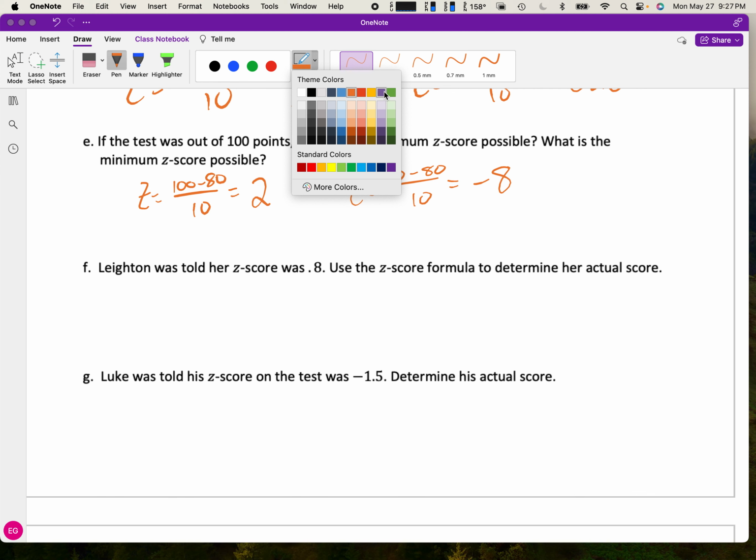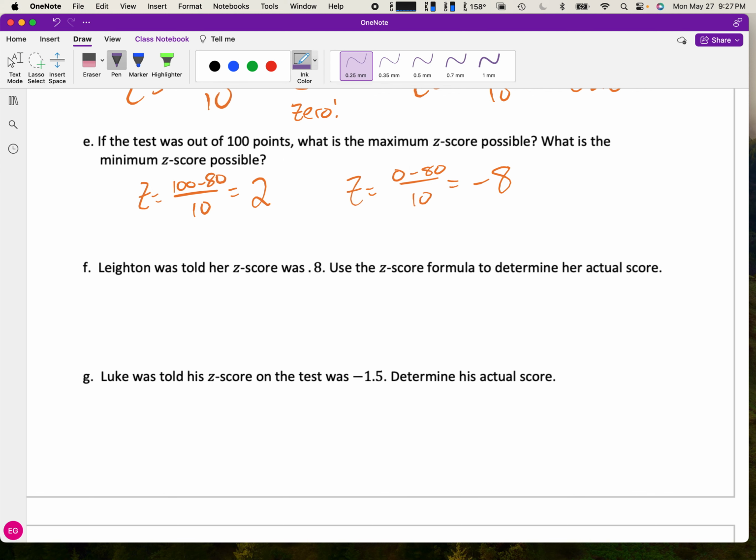All right, we got 2 more questions here, which are kind of working backwards. We say, hey, this z-score was 0.8. What was the actual score? So if the z-score was 0.8, we want to find out what our x value is. I'm going to cross multiply the 10 to the other side. So I'm going to get 8 equals x minus 80. And so x will equal 88.